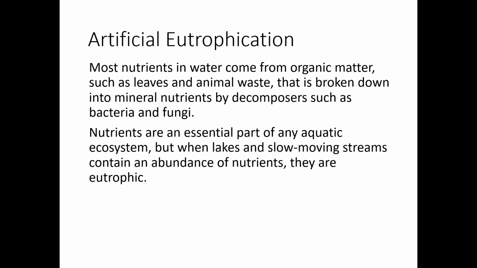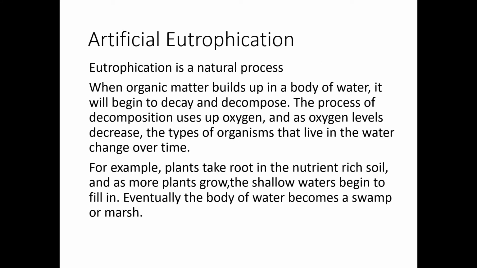What can happen though is that whenever you have lakes or slow moving streams, you can end up getting an abundance of nutrients, and that abundance of nutrients is called eutrophic. And eutrophication isn't necessarily a bad process or a bad idea. It's a natural thing. But what can happen is if you get too many nutrients into the body of water, the bacteria that are kind of breaking down these nutrients, they use up oxygen in the process. And if they use up too much of that oxygen, then there's not going to be enough oxygen in the water for the fish to feed on.